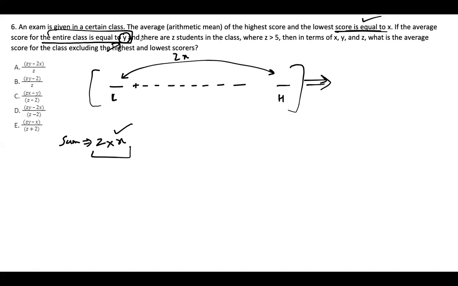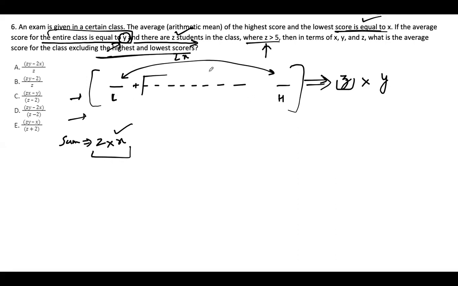The average score is equal to Y. The number of samples we do not know as of now, and there are Z students in the class, where Z is greater than 5. Then in terms of X, Y, Z, what is the average score for the class, excluding the highest and the lowest scores?